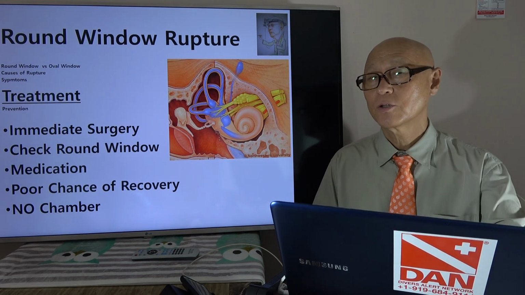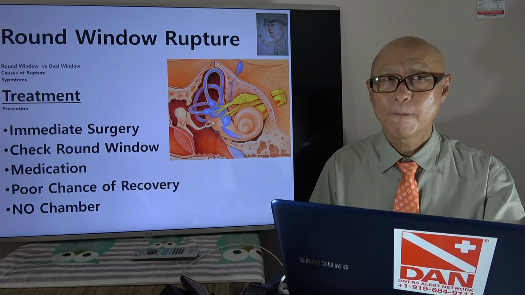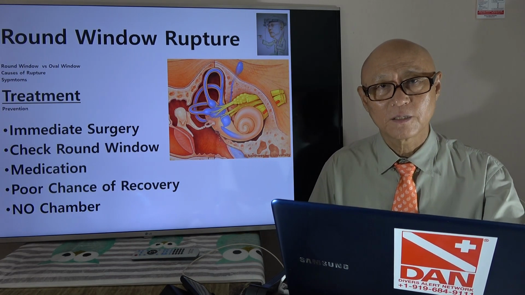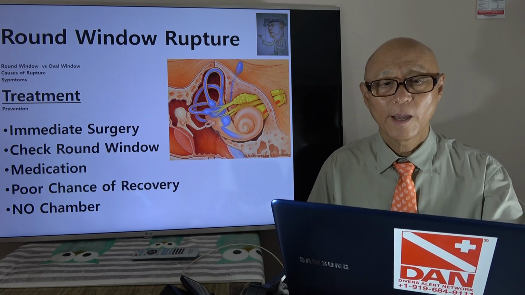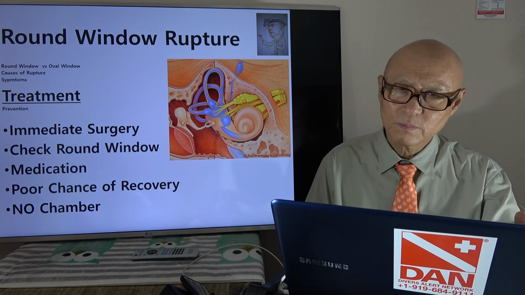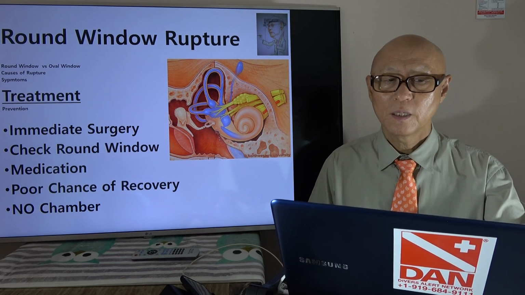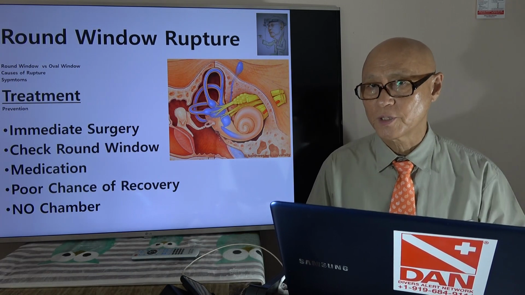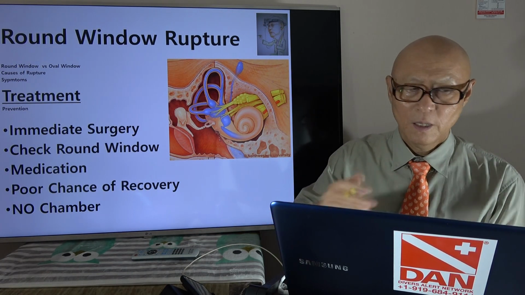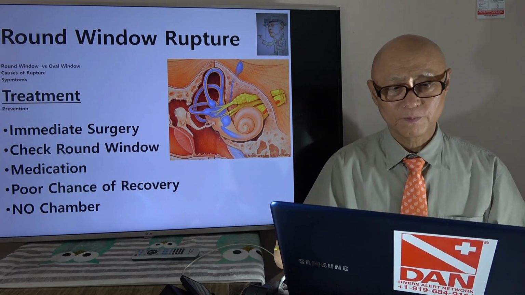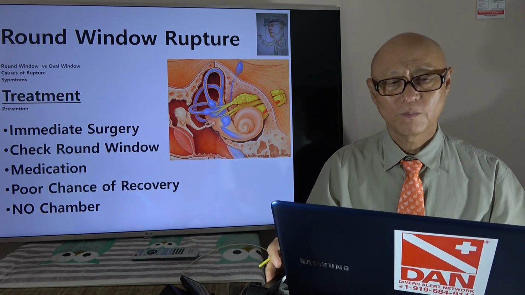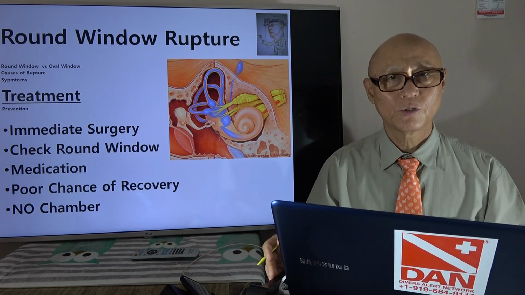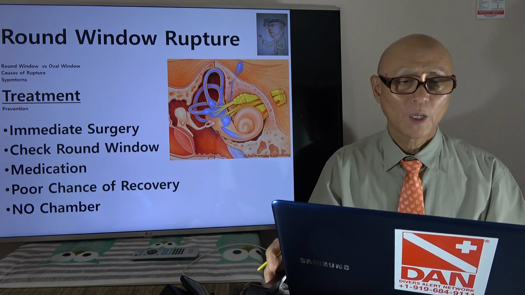Still, there is some medication available that can hopefully and possibly recover the delicate structure inside the inner ear, and some part of the hearing can come back. If you are very lucky, your hearing will come back almost 100%. But this is not a really easy thing to say. So it's better that you take care of the situation as soon as possible.